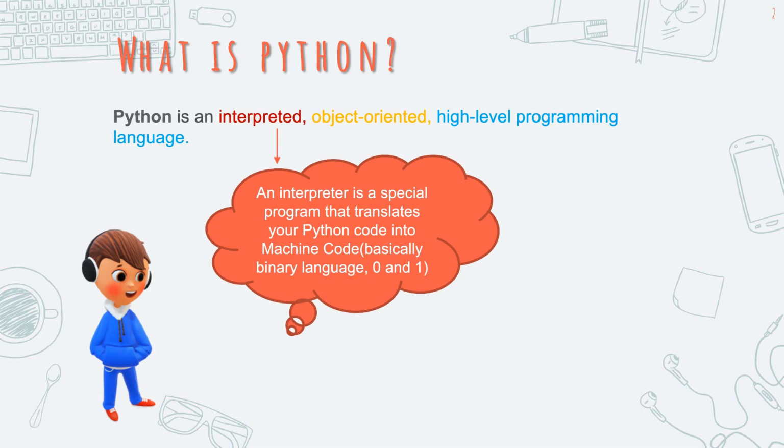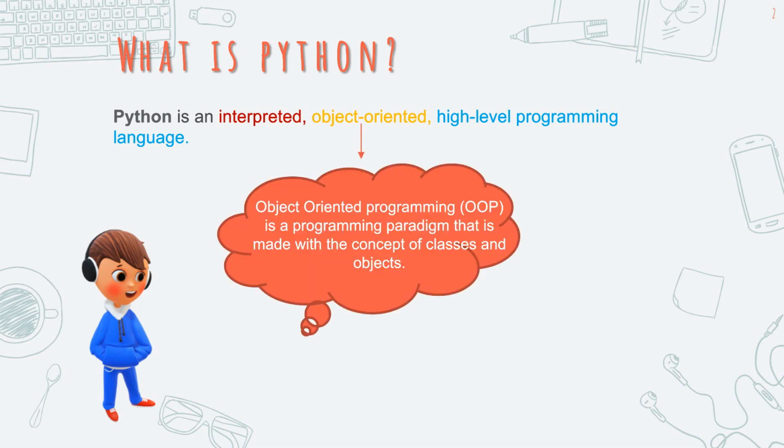Okay. Next term is object oriented. So object oriented is a programming paradigm or a programming approach where classes and objects are implemented. Now you might be thinking, what is class or what is object? If you are confused, let me give you a very simple example. Classes are said to be blueprints and objects are instances of the class.